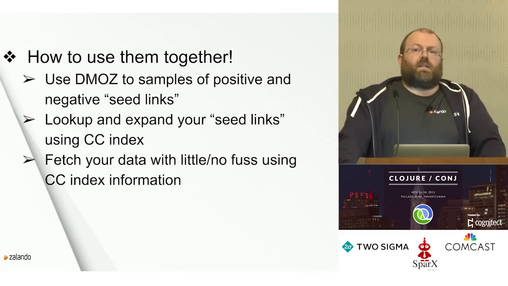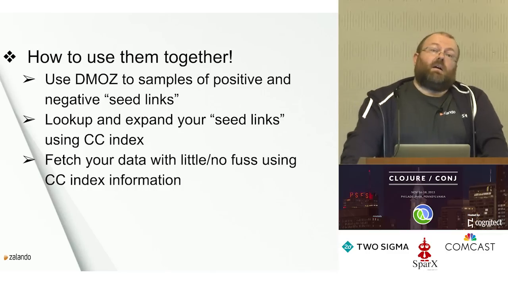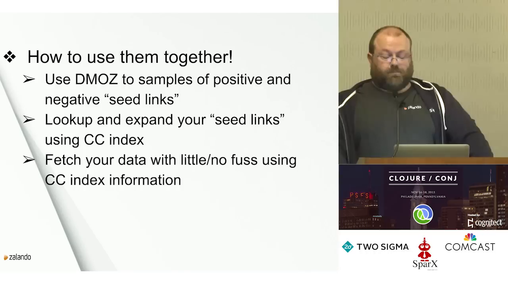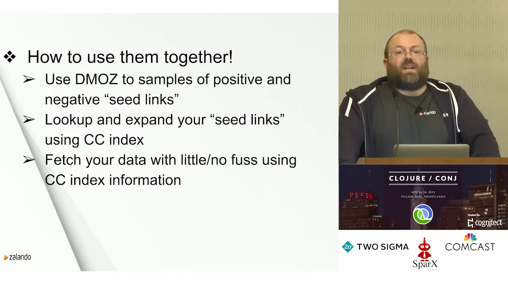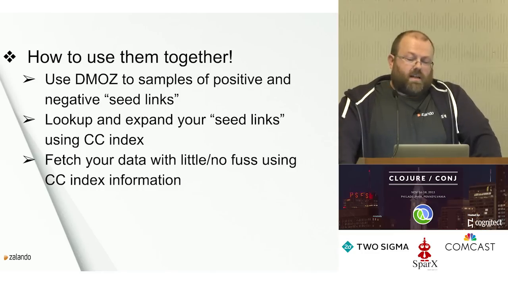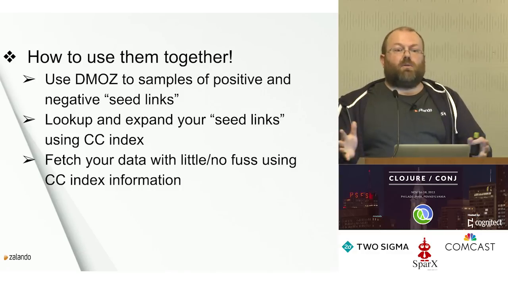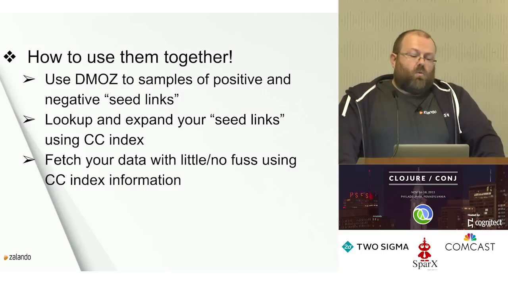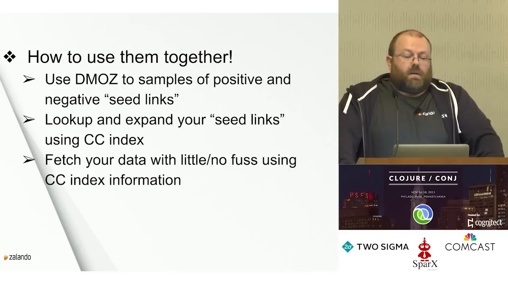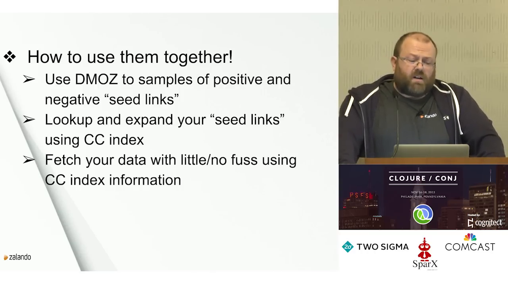So how do we use these two things together? We use DMOZ to sample positive and negative seed sites. So in my case, I'm looking for fashion websites. If we end up with an example like Vogue.com or Elle.com, we can look that up in the Common Crawl index, and we can find all the pages that are part of Vogue.com or Elle.com, and this kind of explodes our data set. And then with the information that's in that index, we can basically just pull down from Amazon the format of the data that we're looking for very easily.